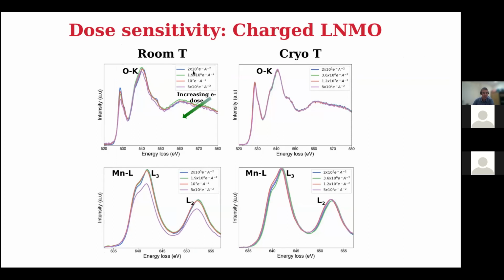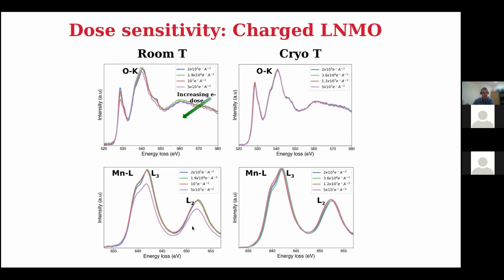increase the electron dose from 10^5 electrons per angstrom squared to 10^7 electrons per angstrom squared, we can see some variation in the oxygen edge, and mainly a decrease of the intensity of the pre-peak of the oxygen edge, which is really sensitive to the local atomic bonding. And similarly, we can also see that the structure of the manganese L line does change upon irradiation.